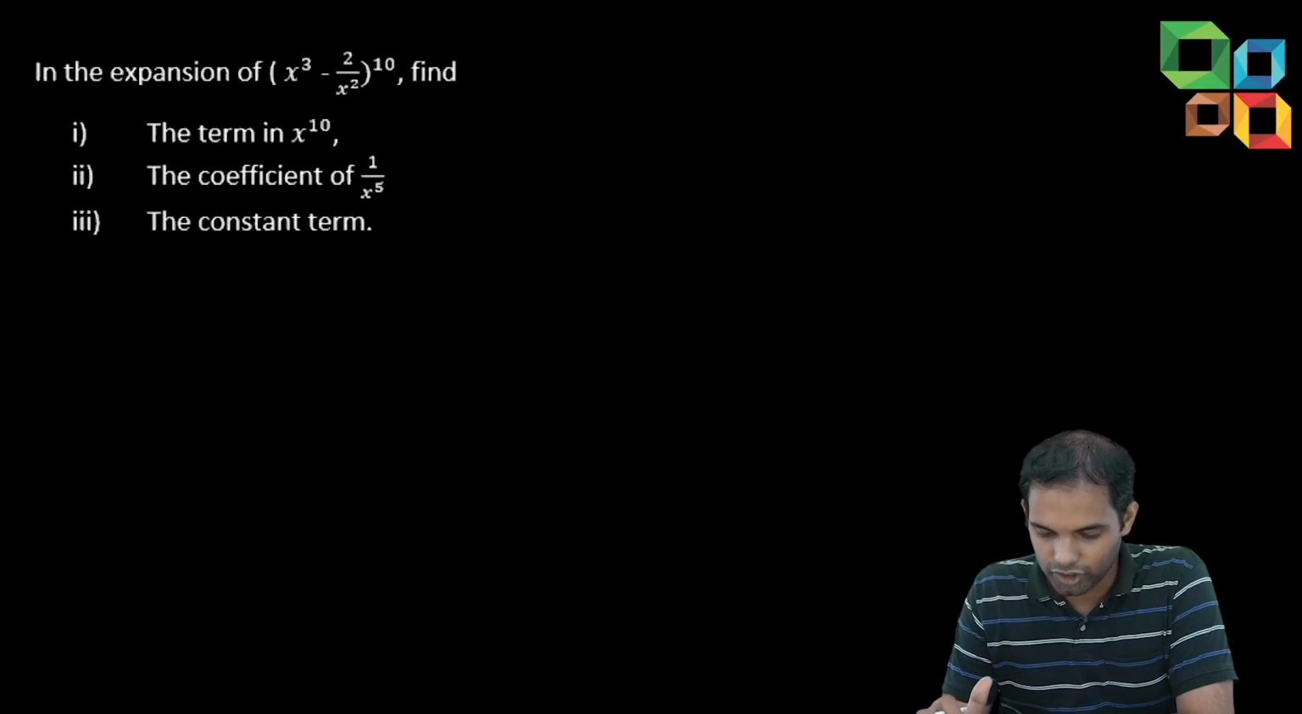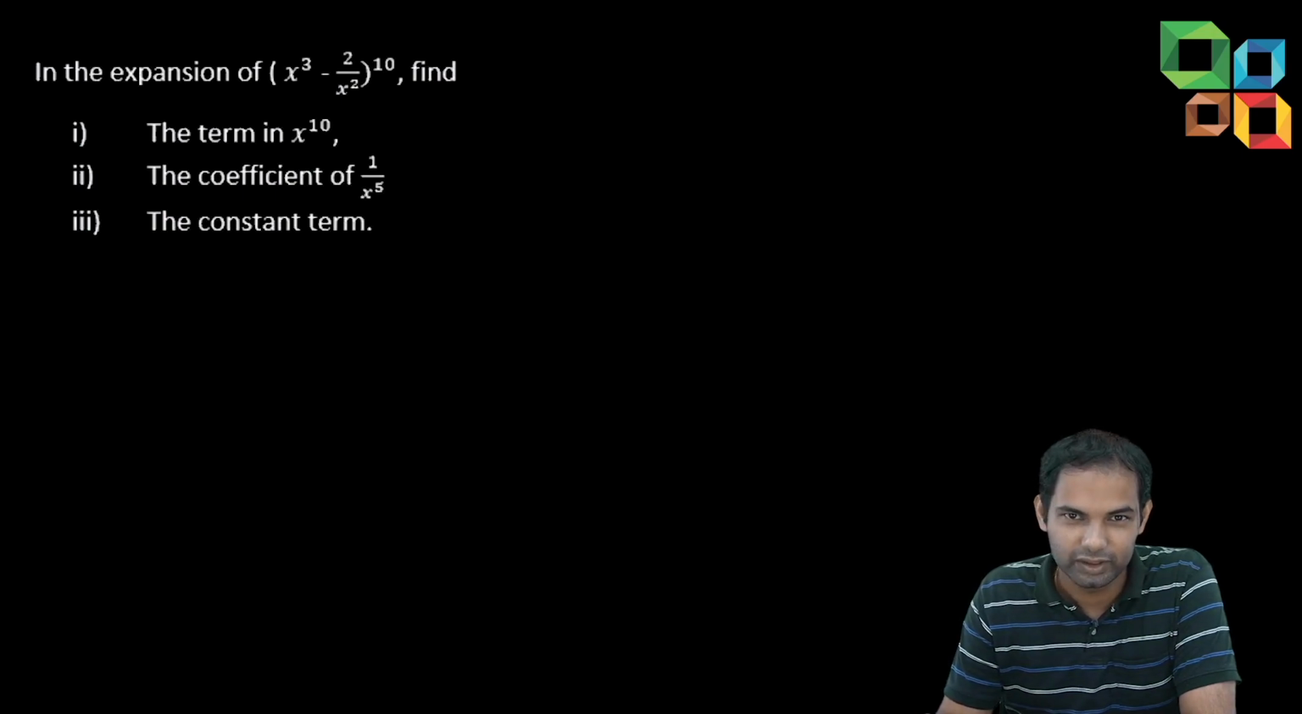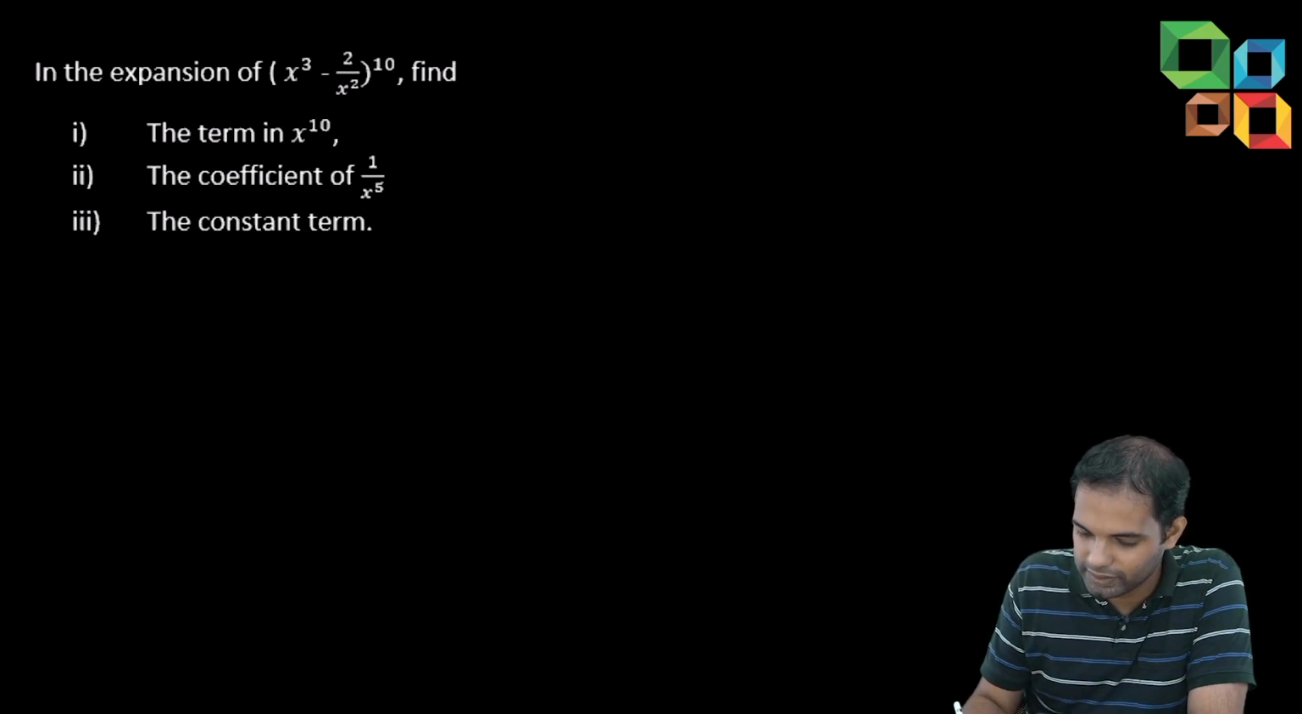In the expansion of x cube minus 2 by x square whole power 10, find the following terms. So you have to find the x power 10 term, x power minus 5 term, and x power 0 term. That's it. Write the general term, right? From that, we'll try to figure out. What is the general term?